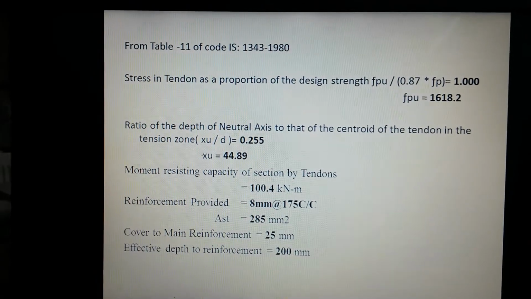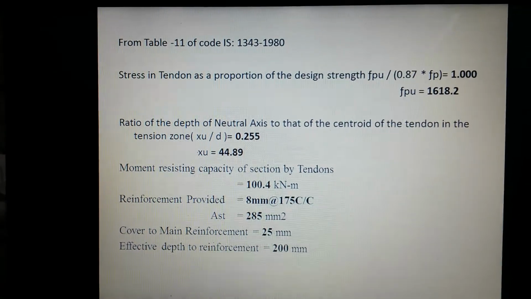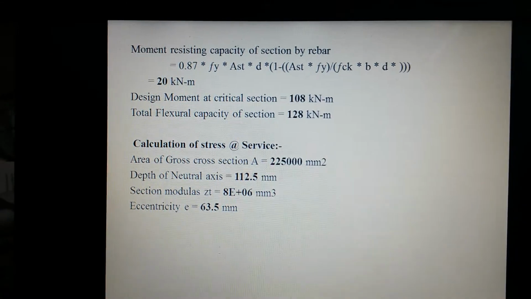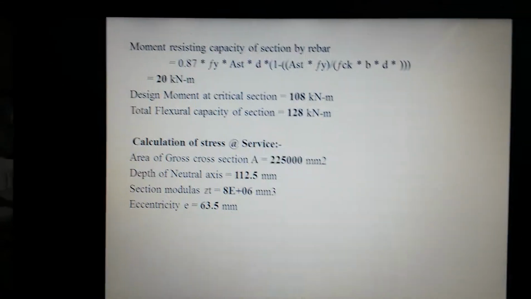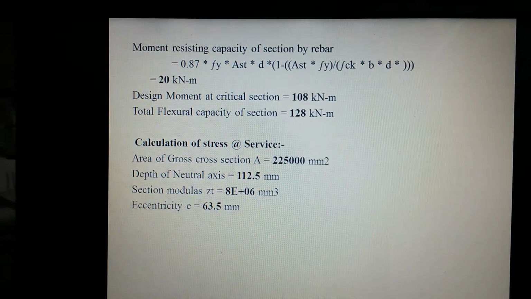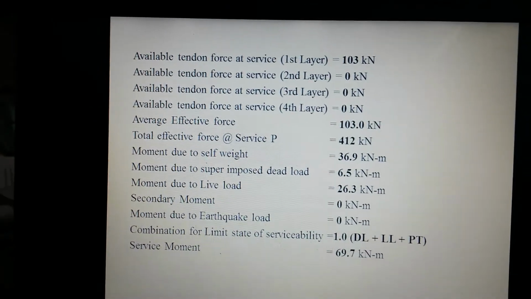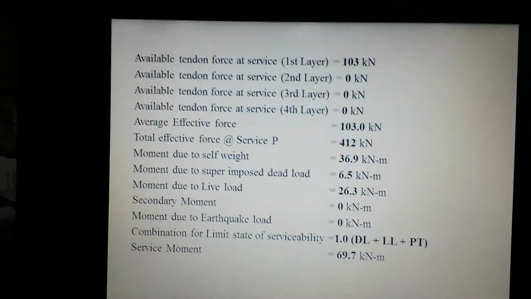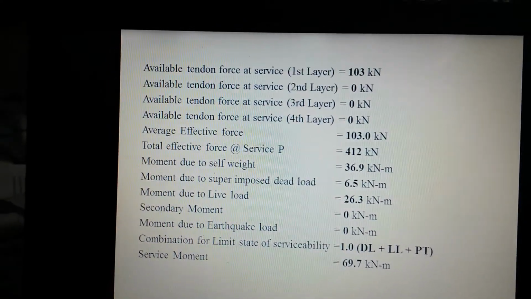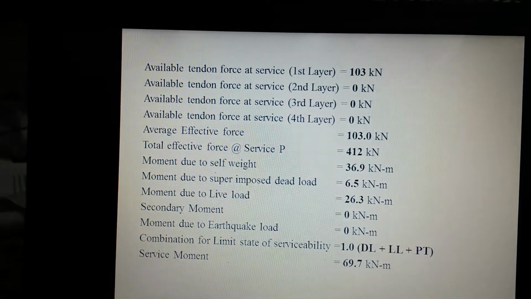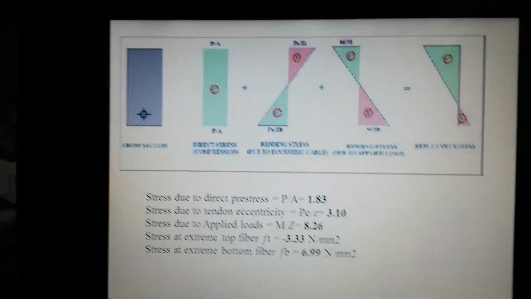So the corresponding Ast and the reinforcement bars are provided. Now calculating the stresses due to pre-stressing. The total effective force due to pre-stressing is 1003 kN. So the stress provided should be less than these forces.